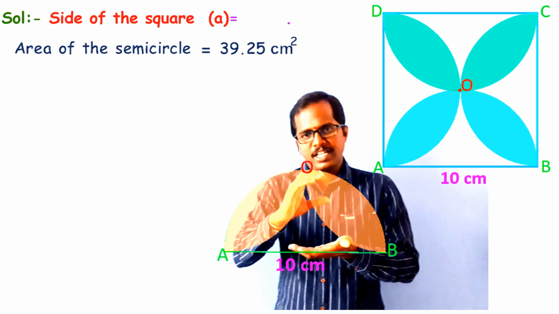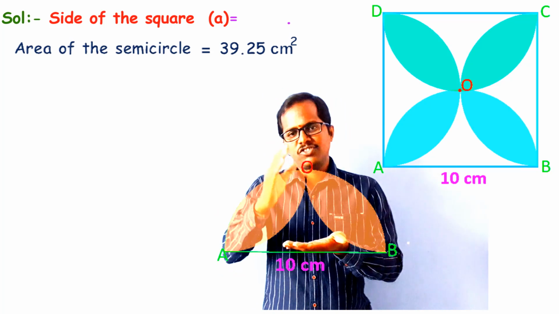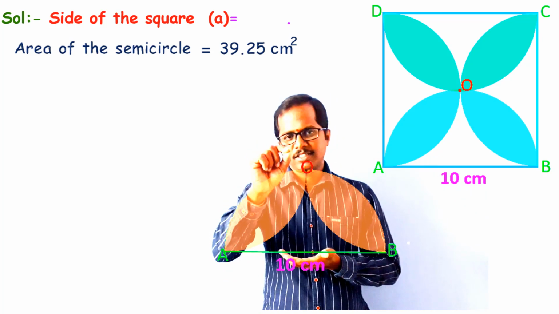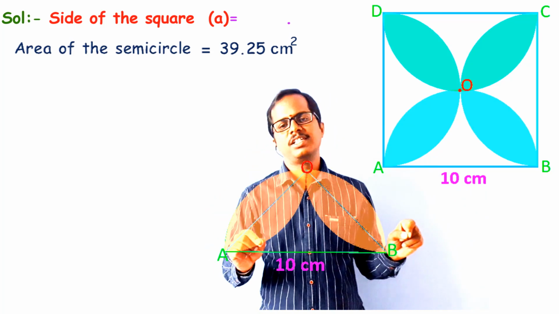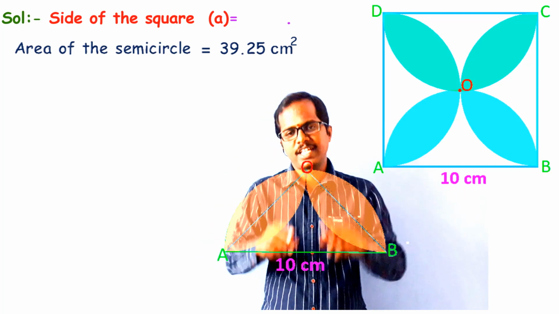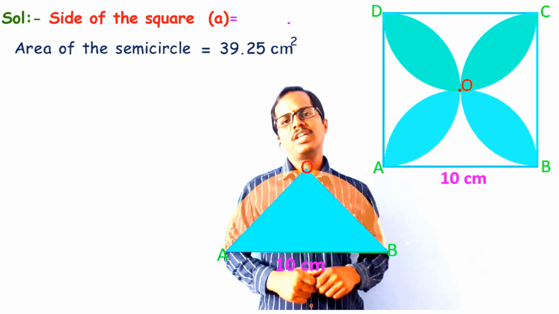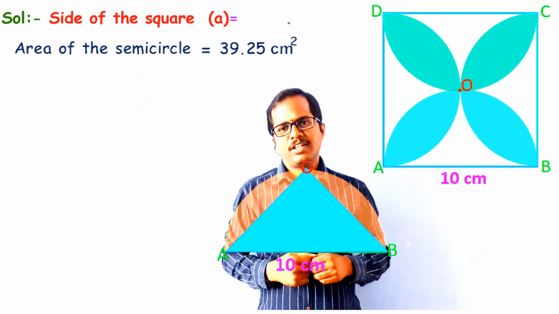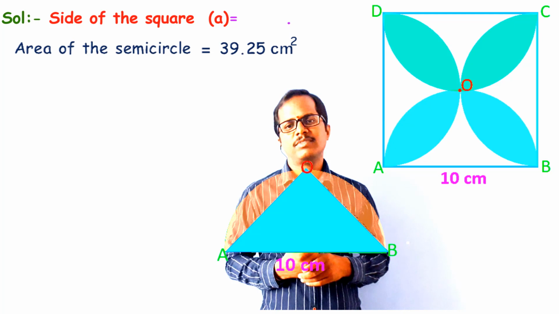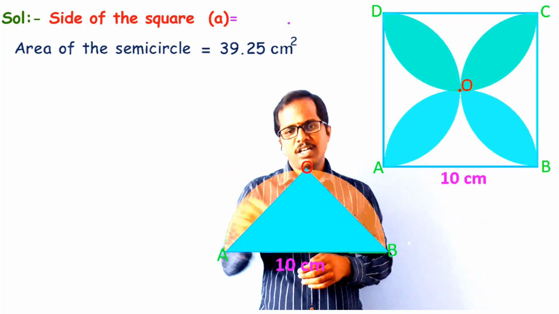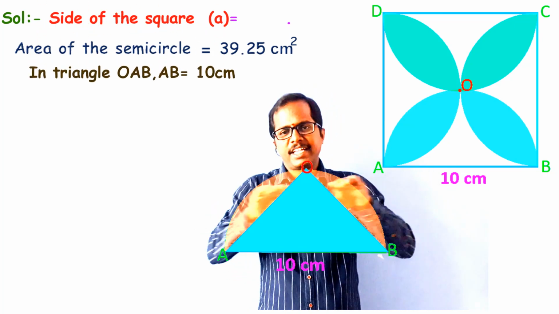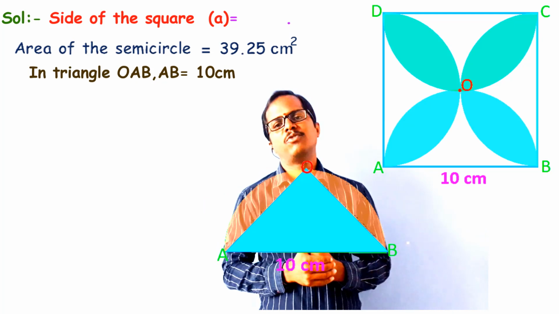So, to get the area of these shaded portions, let us join the points O, A and O, B. By joining these, what we get here in this semicircle is a known shape, that is triangle OAB. So can we find the area of this triangle OAB? In this triangle OAB, we have one of the sides, that is AB, which is 10 centimeters. So we can take AB as the base of this triangle OAB.